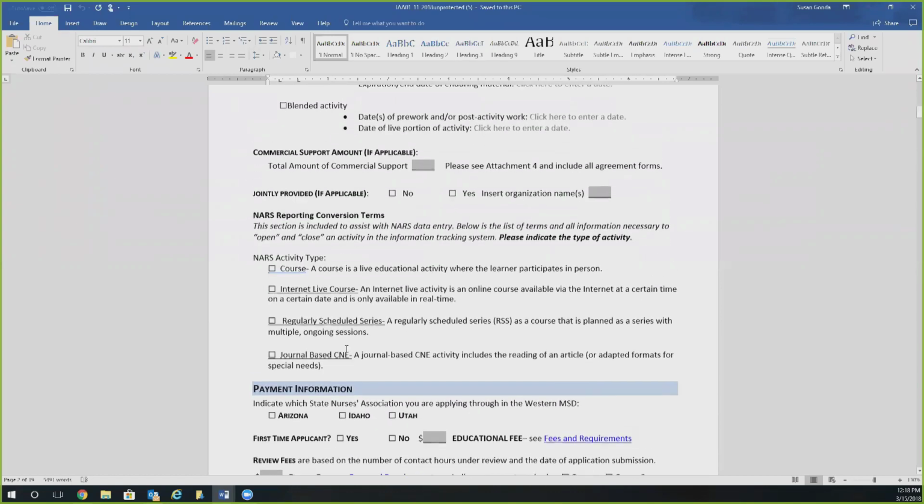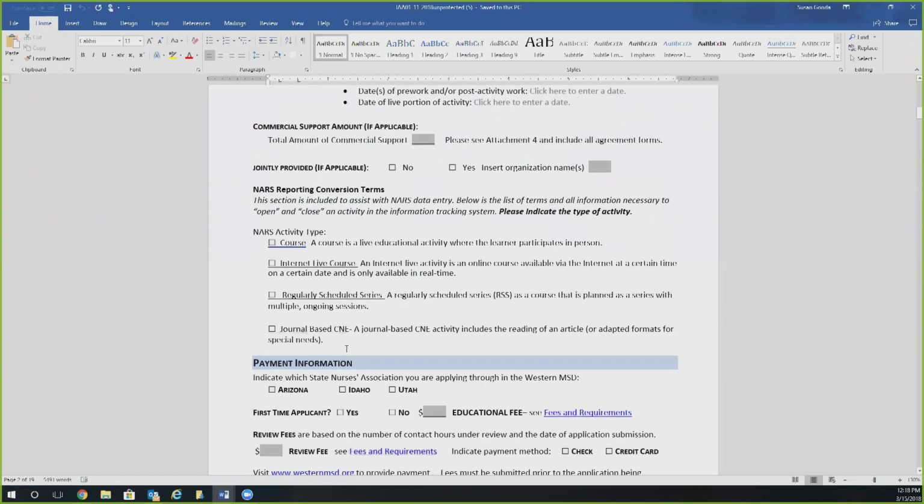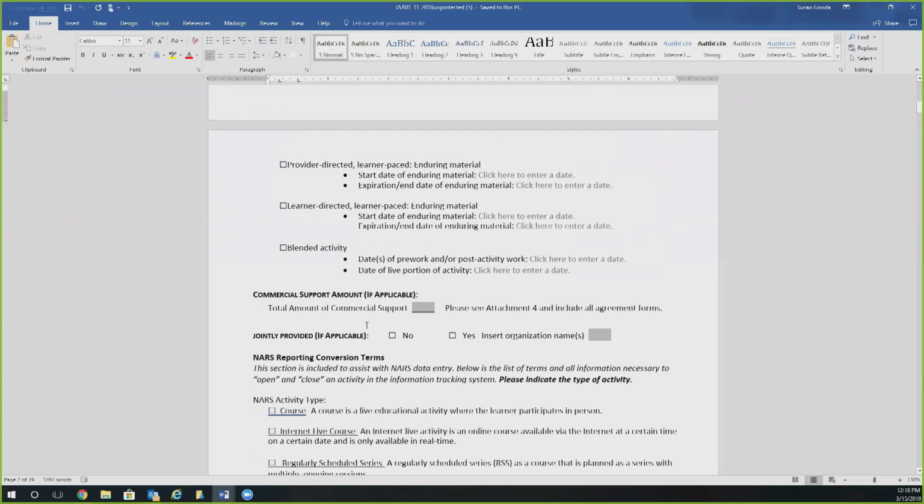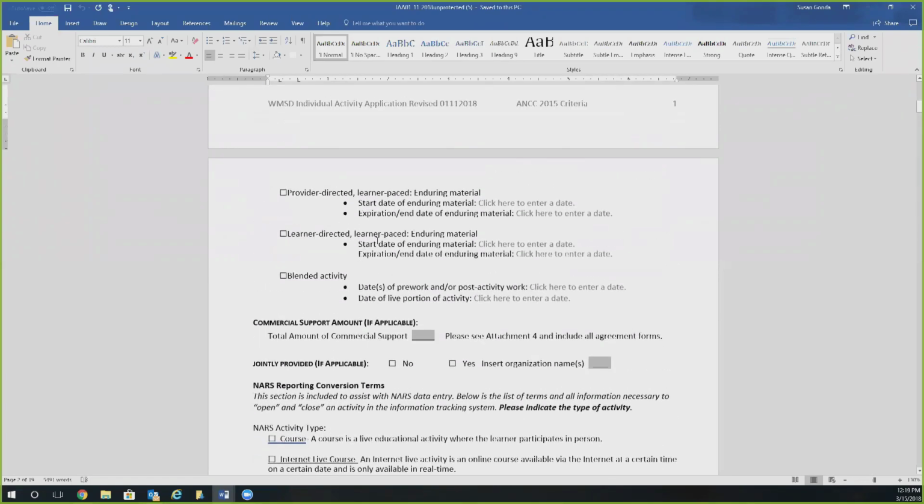A journal-based CNE would be more that you are on a unit and you want to have all the staff read a particular journal, answer some questions about it, have a discussion, and that would be telling us it's a journal-based CNE activity, which would ultimately fall under a learner-directed, learner-paced enduring material type thing, because you can let that go on for a few months, and anybody who has the time while they're on the unit to read that journal article can come in and do it in their free time.